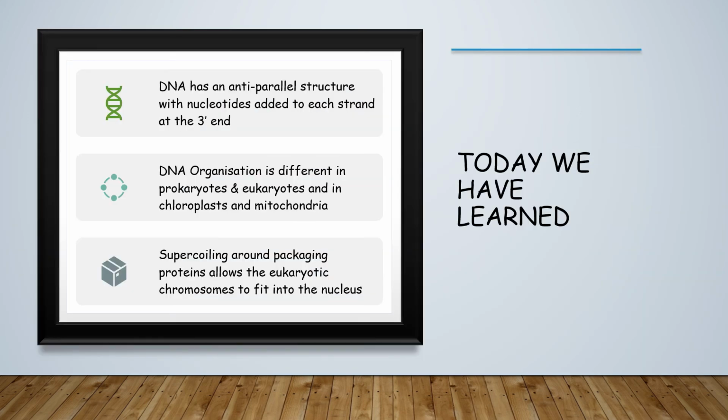So today we've looked at DNA being an antiparallel structure with nucleotides added to each strand at the 3' end. DNA organisation is different in prokaryotes and eukaryotes, and in chloroplasts and mitochondria, and also supercoiling within eukaryotic chromosomes, allowing it to fit into the nucleus. So we'll carry on this process. DNA in the genome continues with DNA replication next.